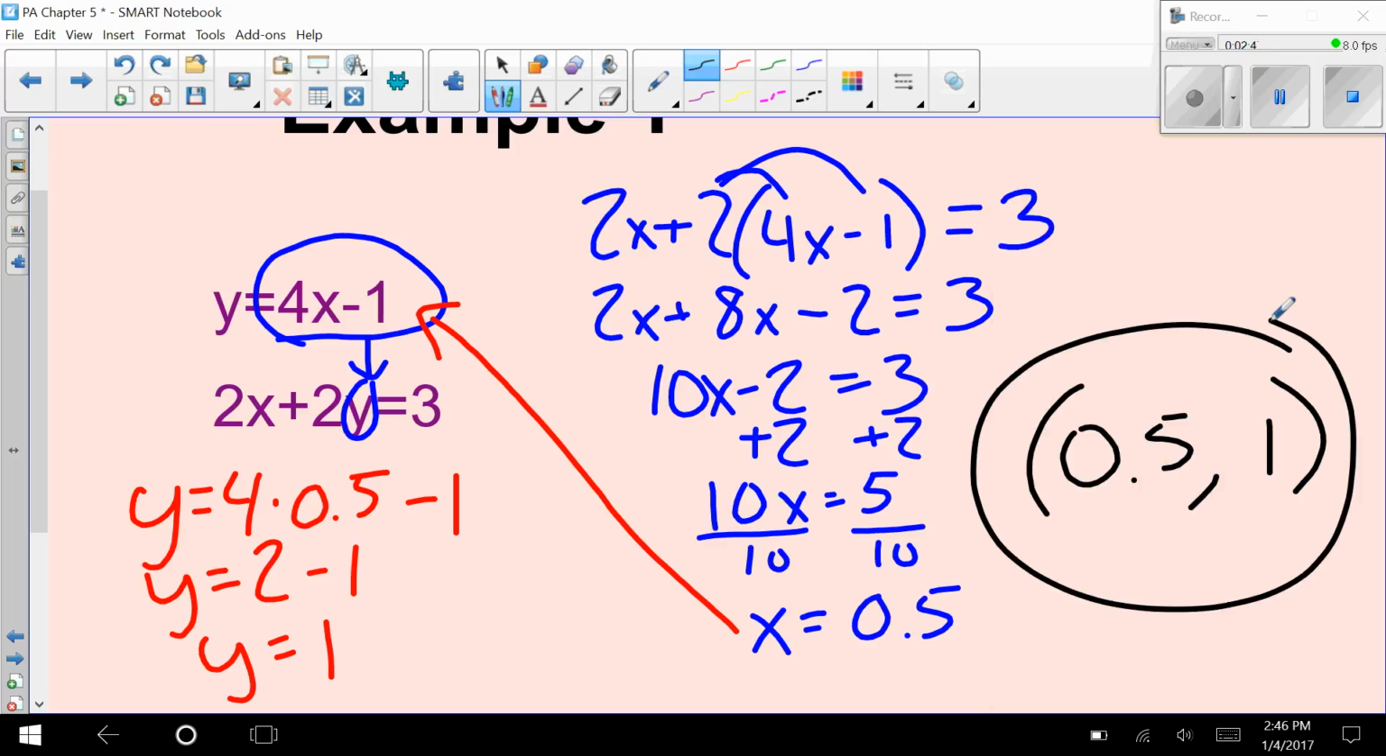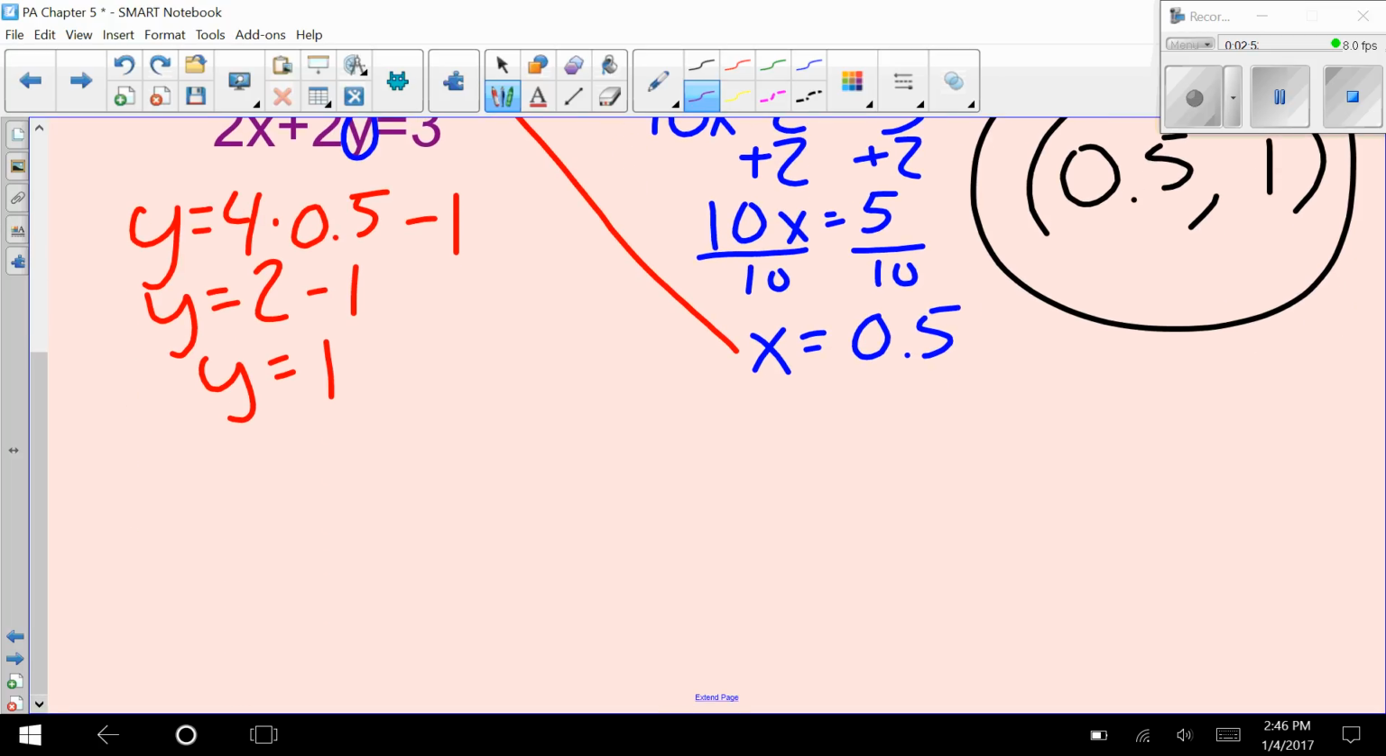Now we always should check these. So let's check really quick. We're going to plug 0.5 in for x and 1 for y. So y equals 1, x equals 0.5, so 4 times 0.5 minus 1. Well, 4 times 0.5 is 2, 2 minus 1 is 1, 1 equals 1, we're good.